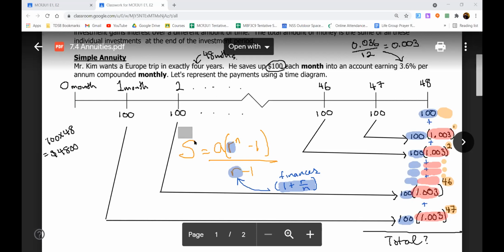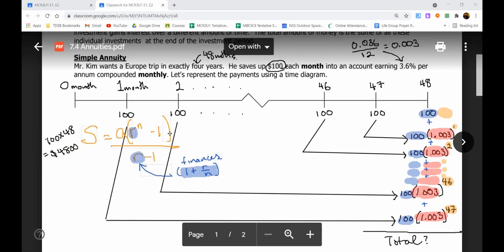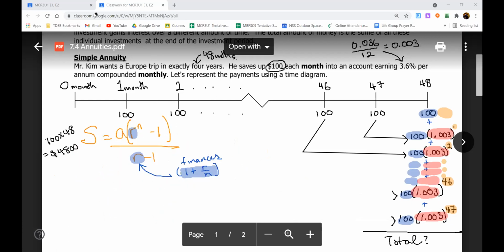Let me do this. Let me take this. I'm going to put it here. I am going to erase these lines, and I'm going to calculate this for you. Let's see. What is the repeating amount for this geometric series? It is 100. Or rather, what is the starting value? It is 100. What is my ratio for the geometric series? It is going to be 1 plus 0.036 divided by 12, which happens to be 0.003.